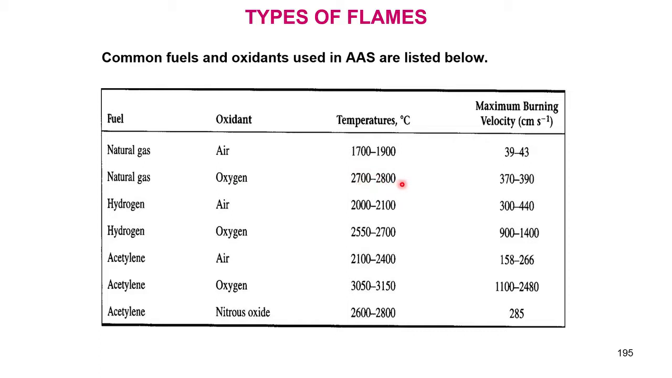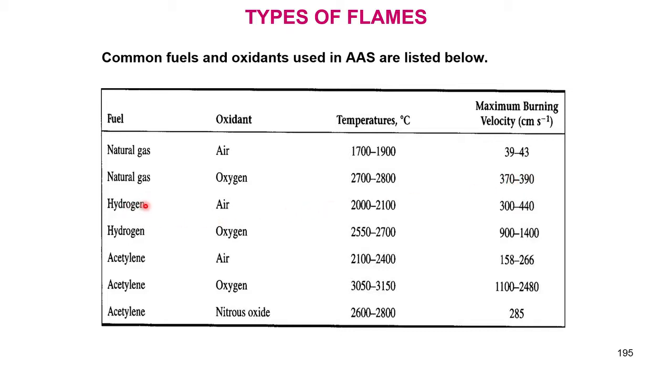2700 to 2800 degree temperature centigrade I can achieve if I use oxygen cylinder. That means the auxiliary in the nebulizer should be connected to an oxygen cylinder. Fuel is natural gas, but look at the burning velocity, it is about 370 to 390 centimeters per second. That means more fuel will be required here.